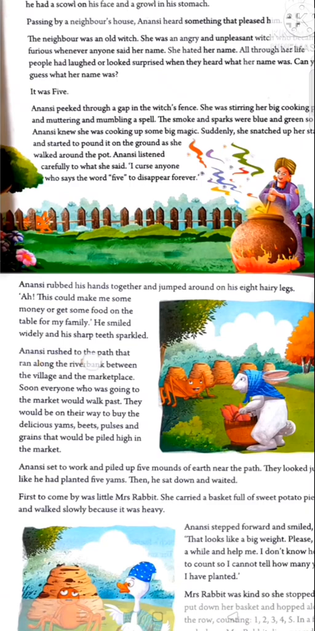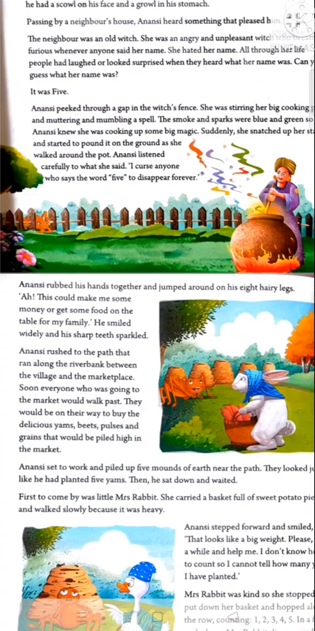Anansi rushed to the path that ran along the river bank between the village and the marketplace. Soon everyone who was going to the market would walk past. They would be on their way to buy the delicious yams, beets, pulses, and grains that would be piled high in the market. So here we get to know that Anansi rushed, meaning he was very fast.